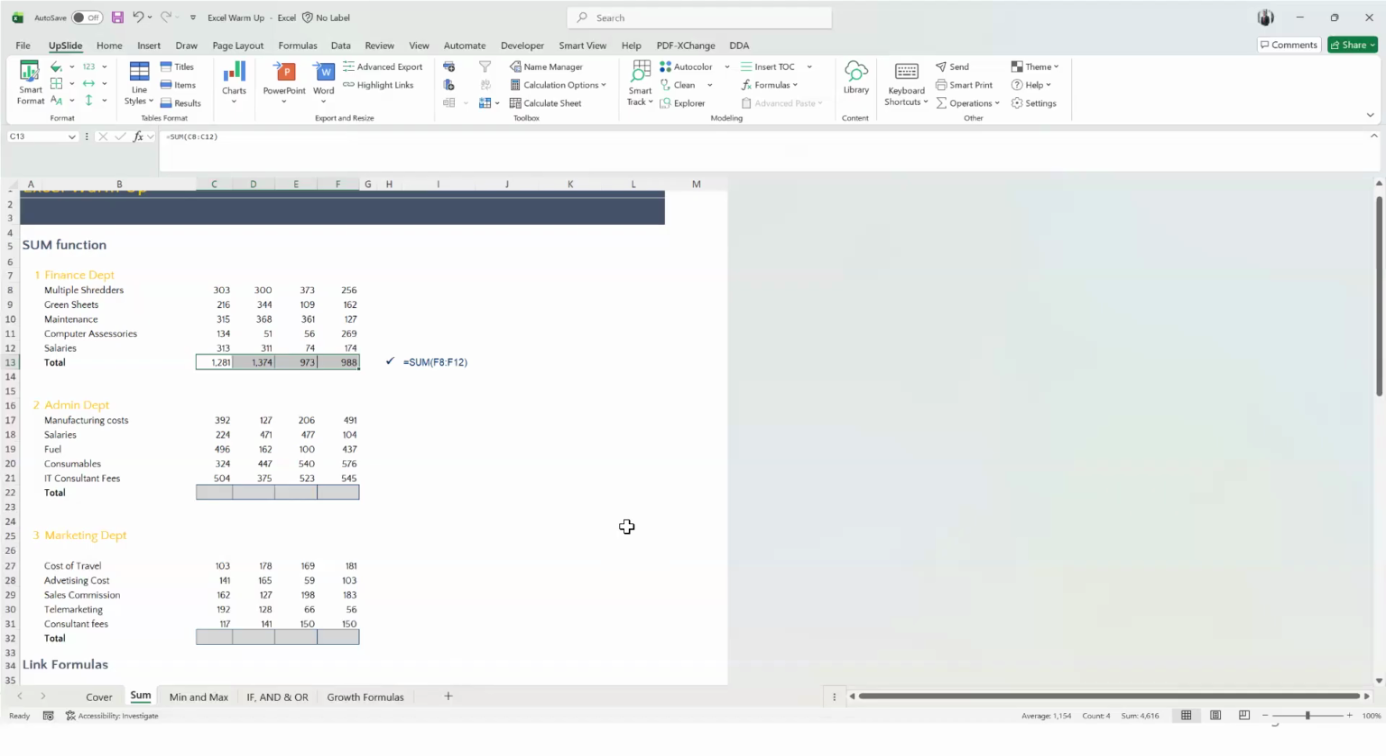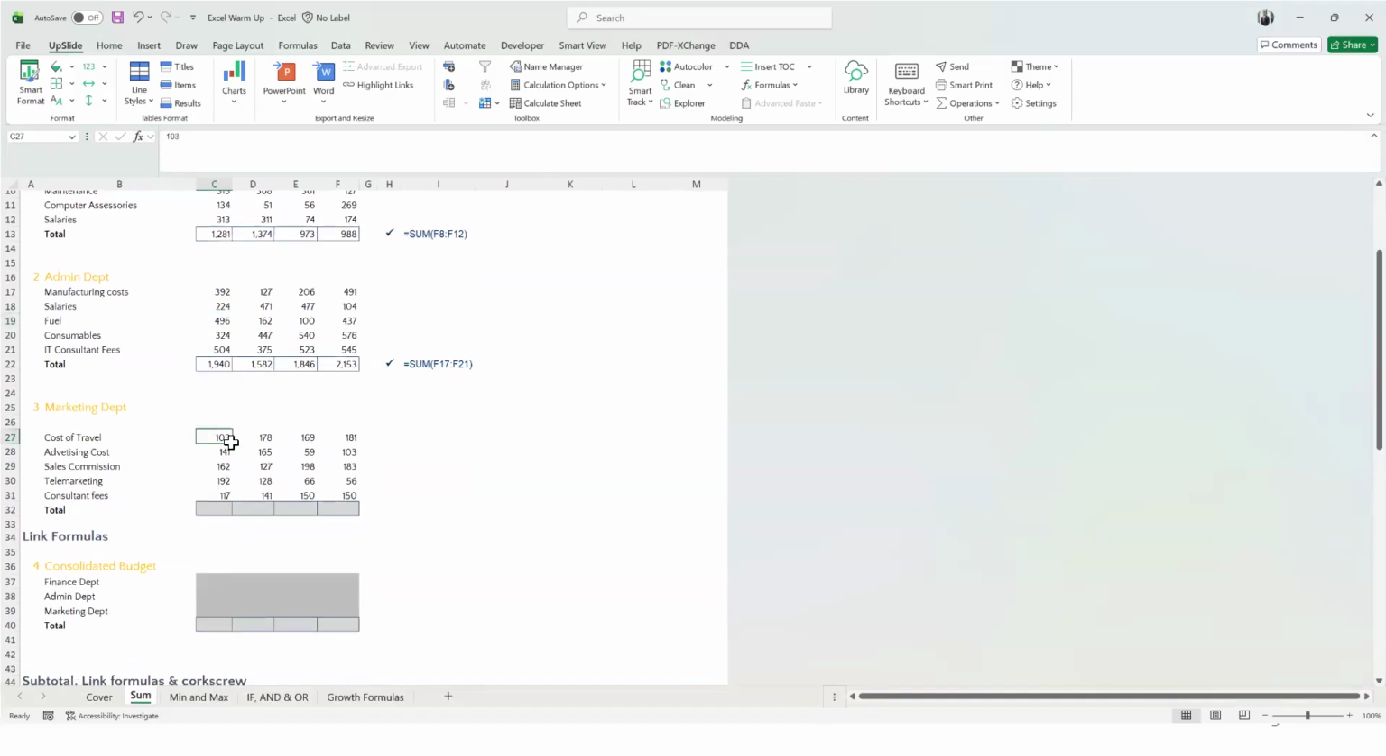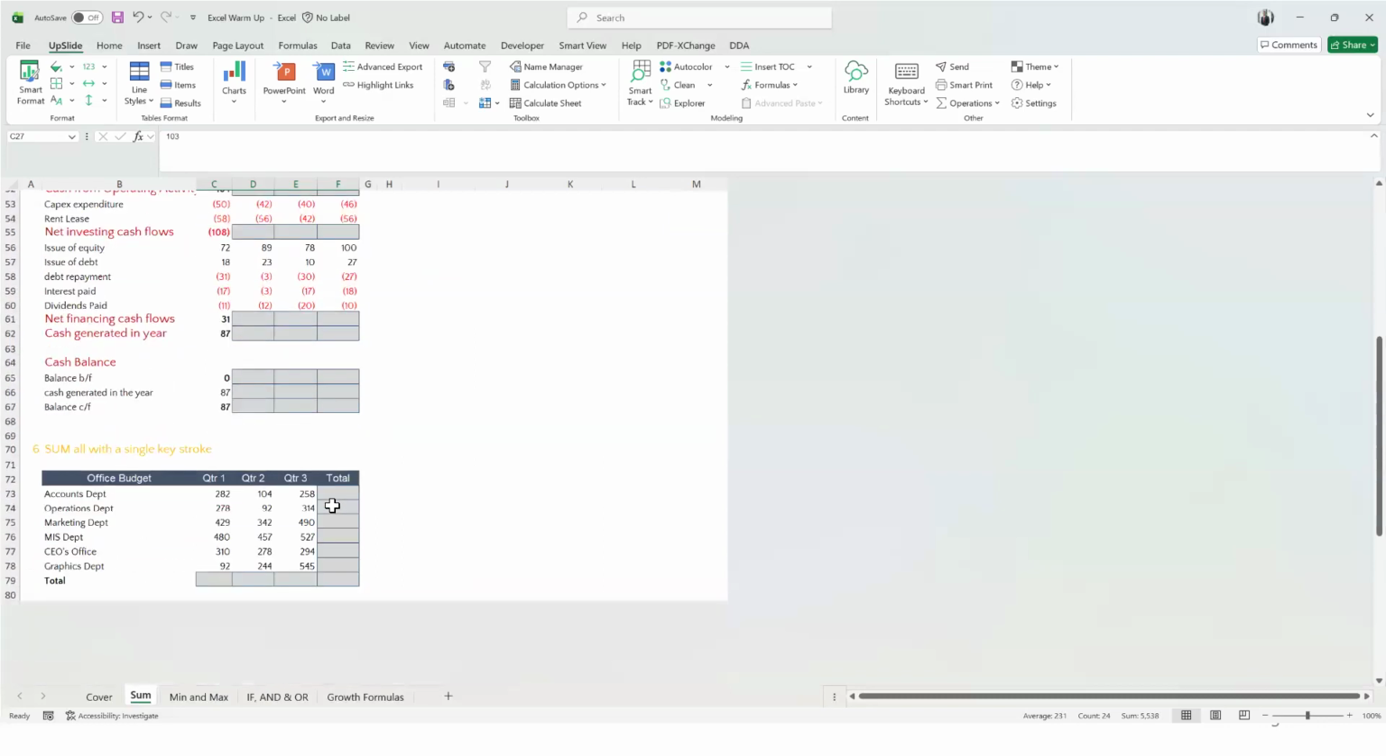Now the next one is also sum. You can literally highlight everything and press Alt equals, right? That also works. For sum, I just literally highlight everything and press Alt equals. So that's how sum works, right?